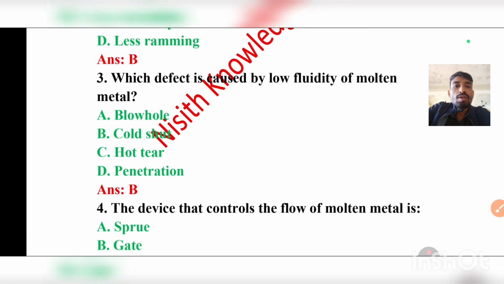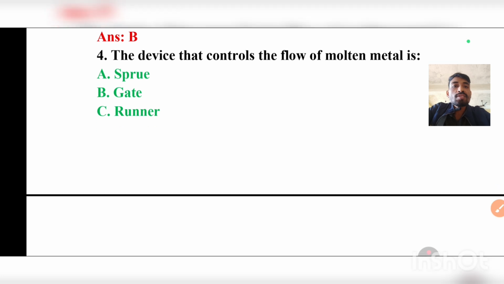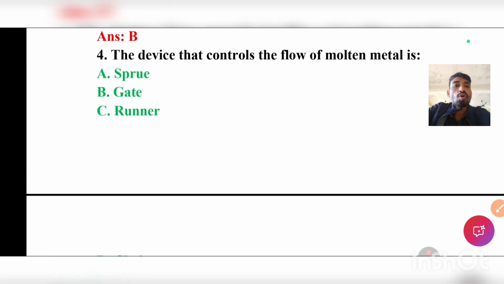So coming to the next question 3, which defect is caused by low fluidity of the metal? The options are blowholes, cold shut, hot tear, penetration. The correct answer is cold shut. Question number 4 is, the device that controls the flow of molten metal is, options are screw, gate, runner or choke. The correct answer is D, that is choke. So choke is used to control the flow of molten metal.